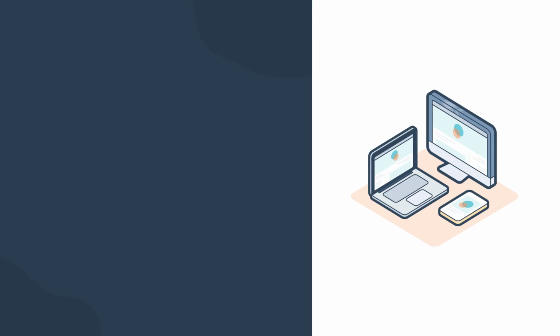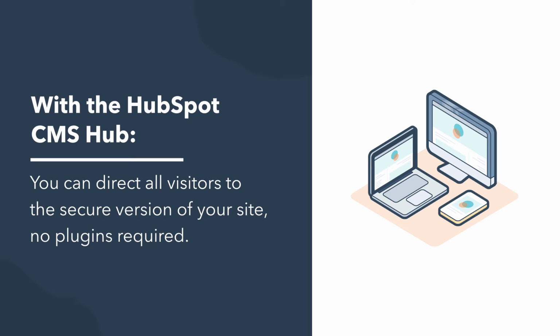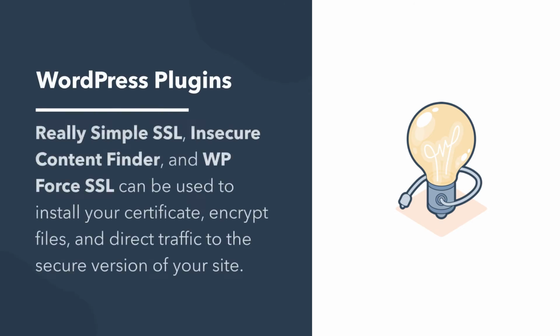If you're using HubSpot, all files hosted within the HubSpot file manager are automatically encrypted with SSL. With the HubSpot CMS Hub, you can direct all visitors to the secure version of your site. No plugins required. If you're using WordPress, there are many plugins that can help you install your certificate. Really Simple SSL, Insecure Content Finder, and WordPress Force SSL can be used to install your certificate, encrypt files, and direct traffic to the secure version of your site.